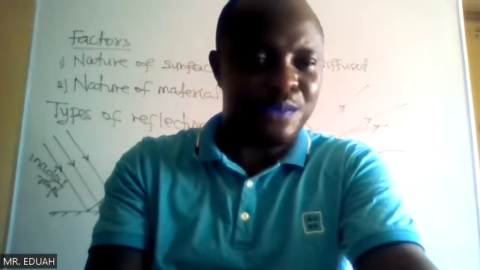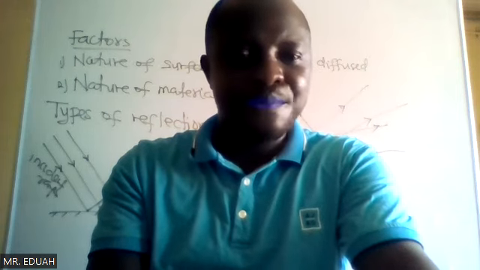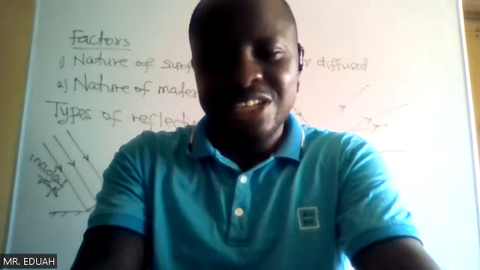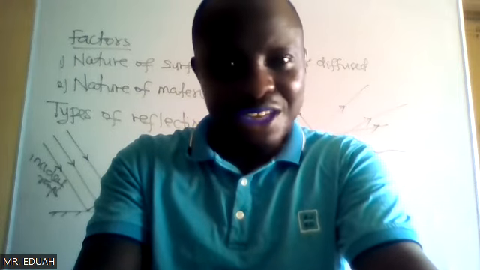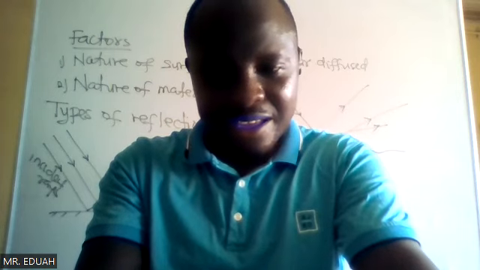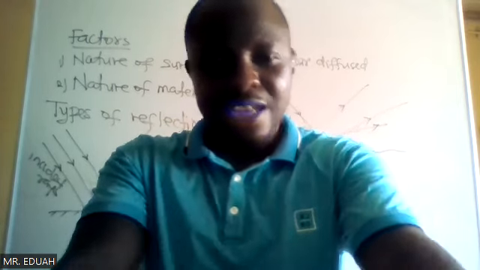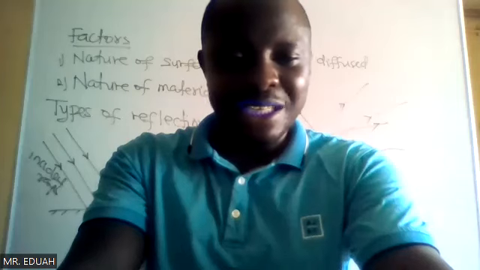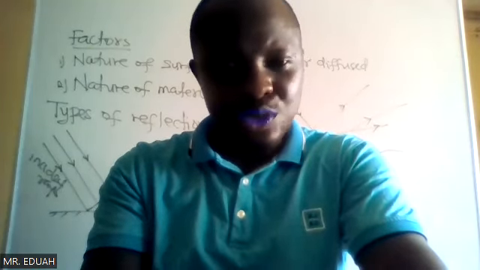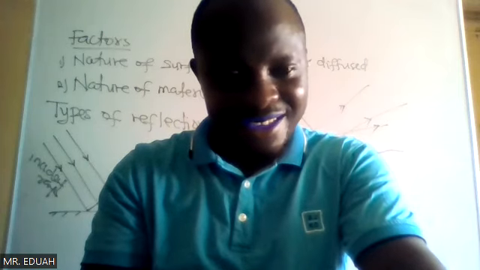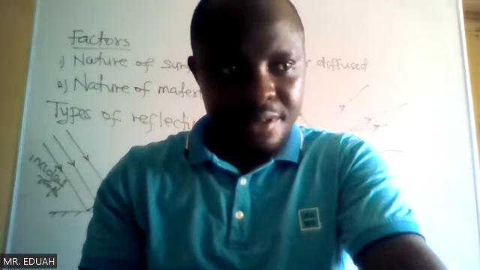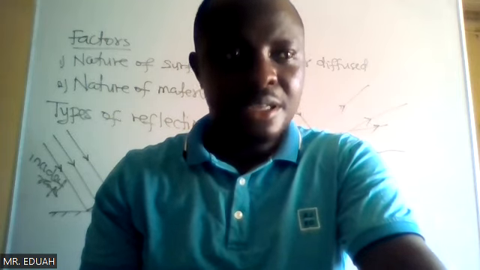Characteristics of images formed in a plane mirror. Another point. Are you there? Somebody? The image is what? The image distance from the mirror is the same as the object distance from the mirror.